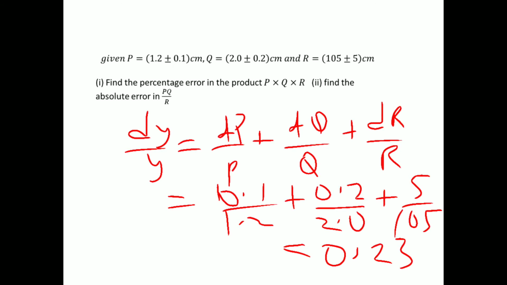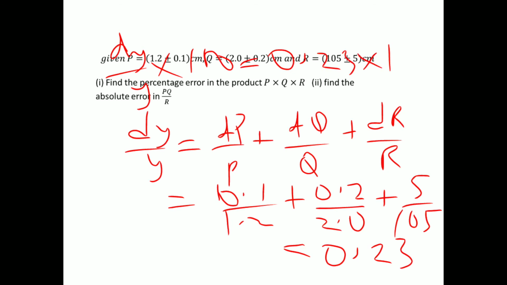Okay, but I can see that in the question we are asked to find percentage error. So that means we wouldn't have needed to do the P times Q times R, because percentage error is simply relative error multiplied by 100. Which means my percentage error here is 0.23 multiplied by 100. So the answer is simply 23%. Okay, so that is it for the percentage error. Now let's see the next question.